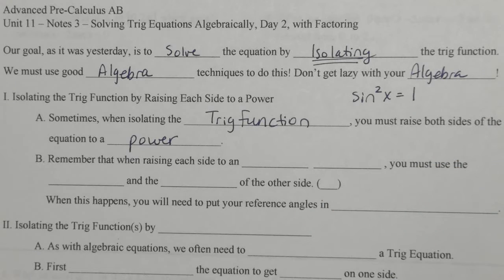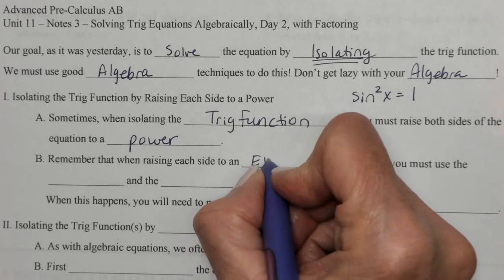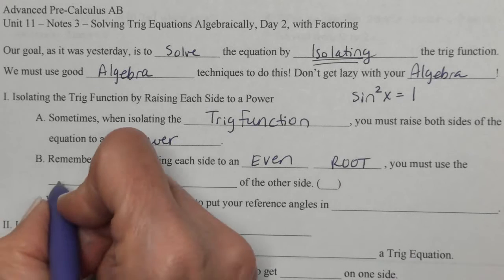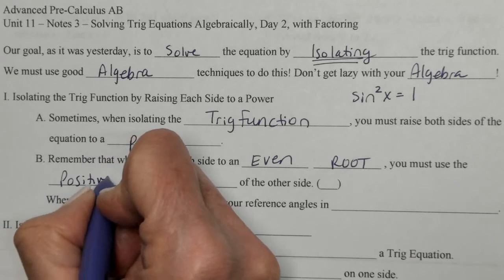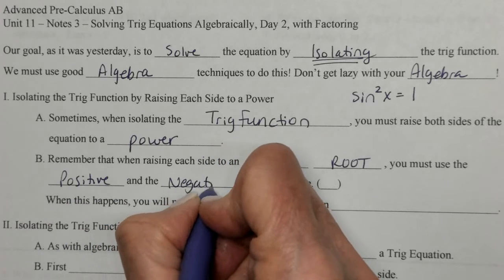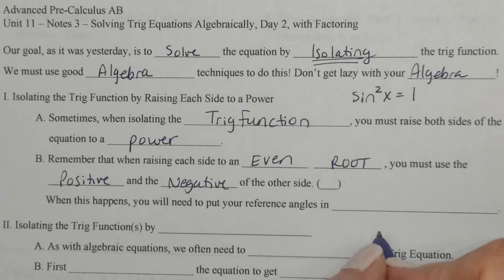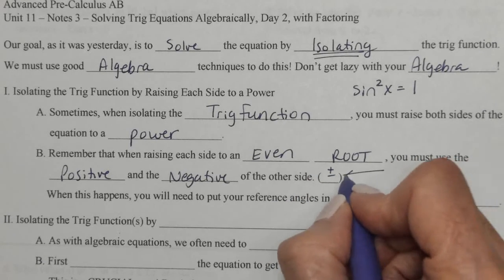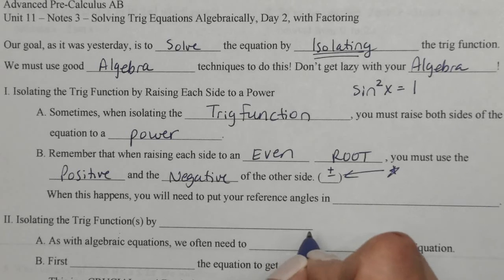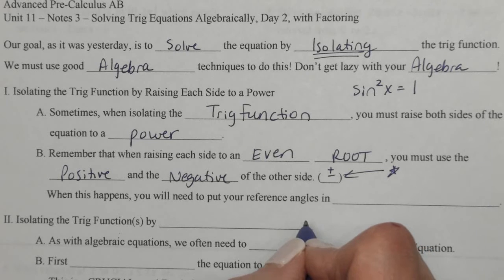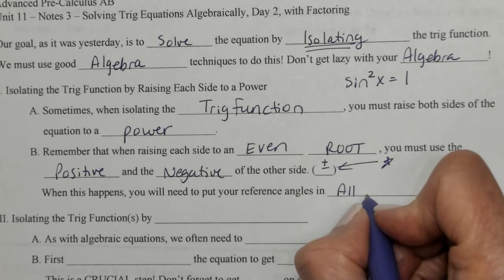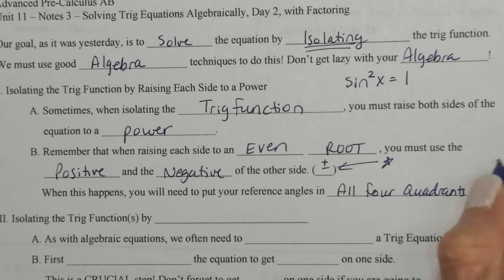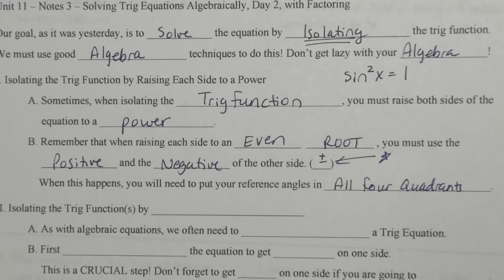Remember that when you raise each side to an even root, you must use the positive and the negative of the other side. Okay? So remember plus and minus. When this happens, you will need to put your reference angles in all 4 quadrants, because you're going to have positive and negative values.